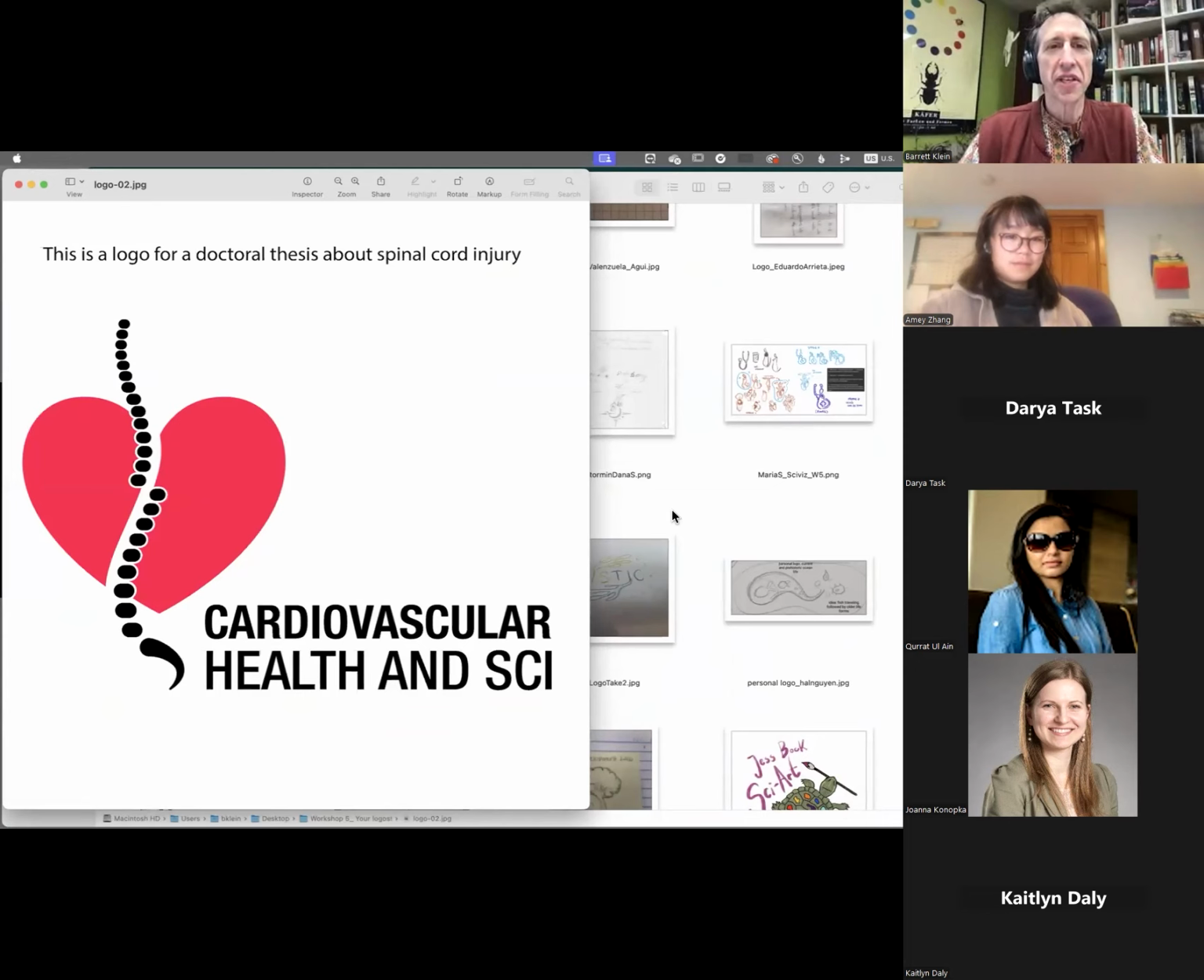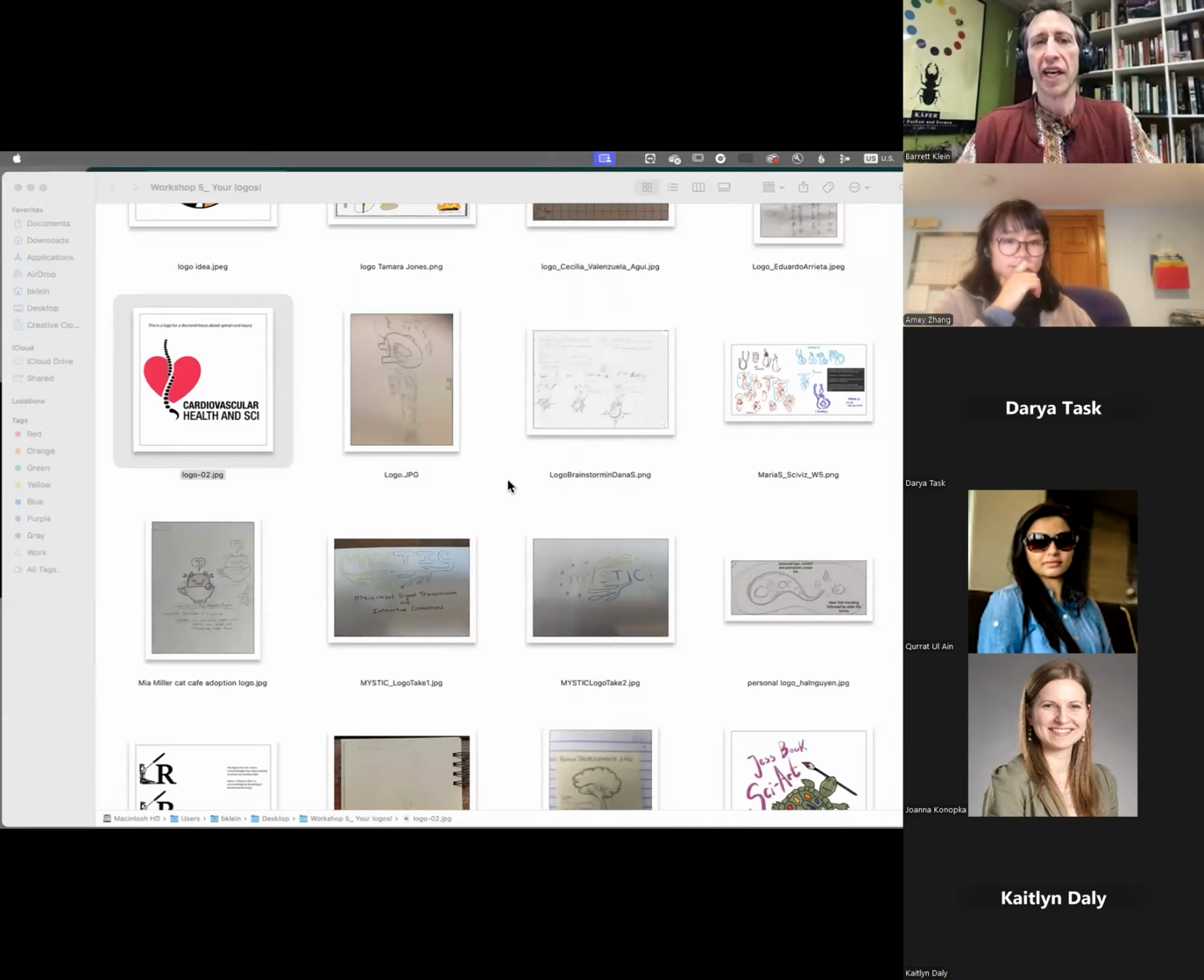For a doctoral thesis about spinal cord injury. And you see that break there, which tells you something is wrong. And you definitely can get the hint of vertebrae there, with, I assume, a touch of pelvic girdle. Fascinating. Oh, there's so much potential. And we're already over time.